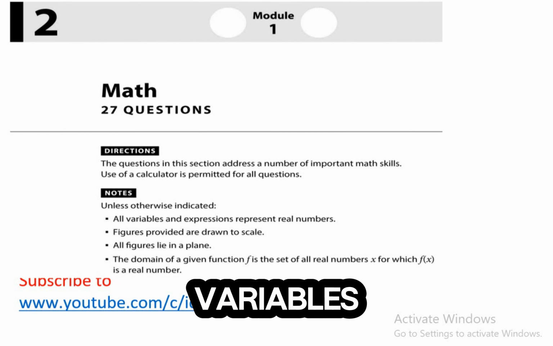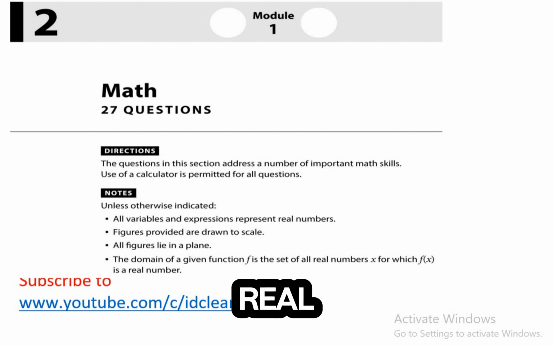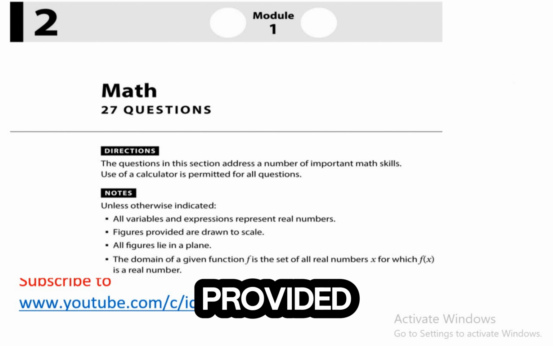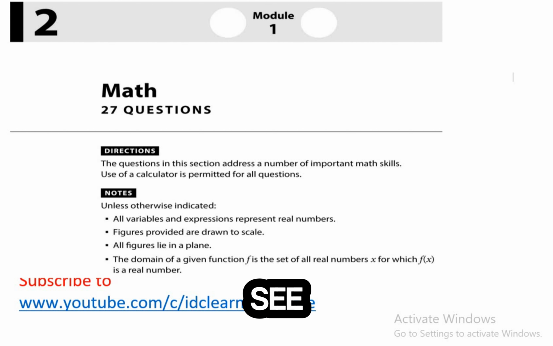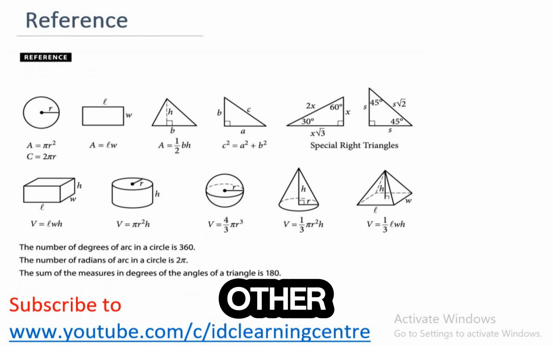Alright, so all variables and all expressions represent real numbers. The figures provided are drawn to scale, as we can see. All figures lie in a plane. The domain of a given function is the set of all real numbers x for which f of x is a real number. Let's get other instructions.